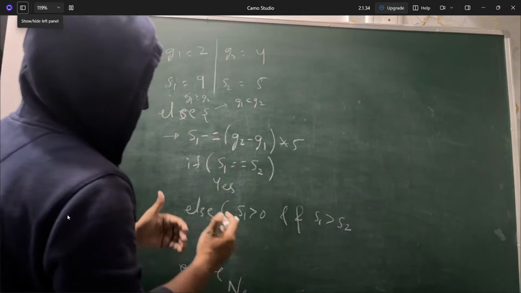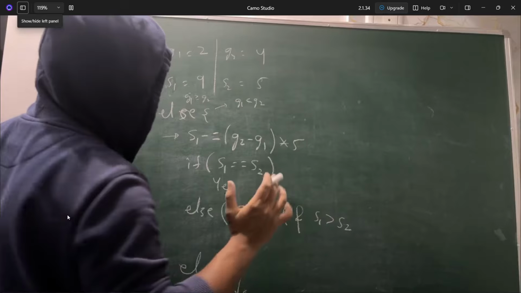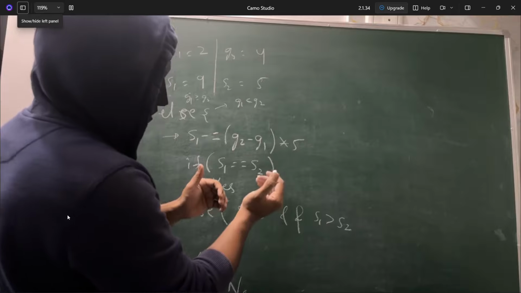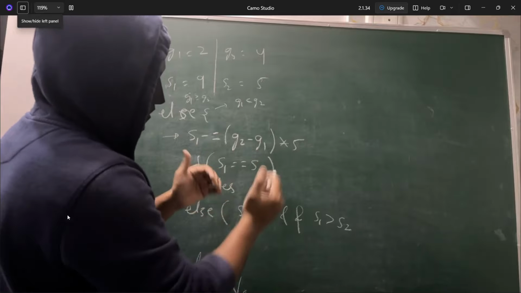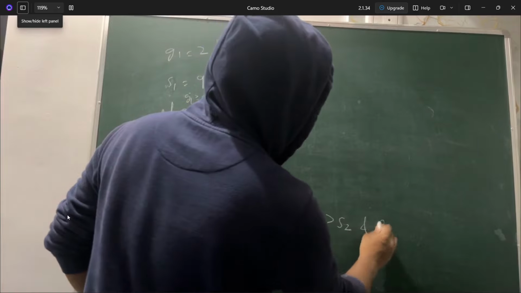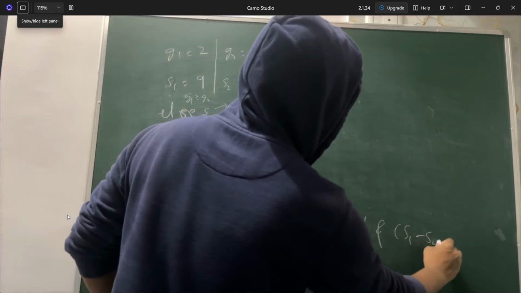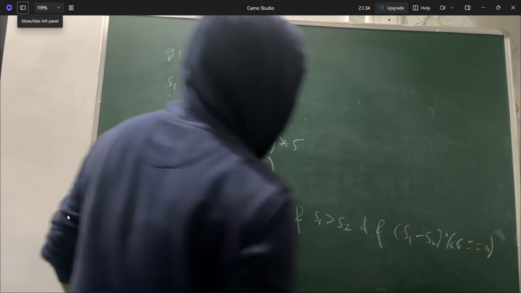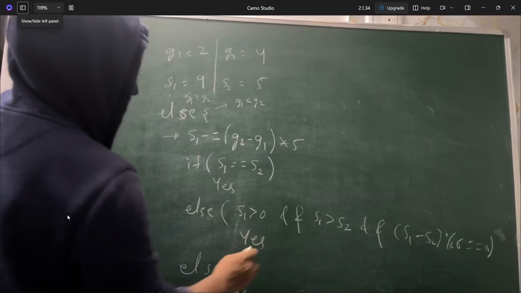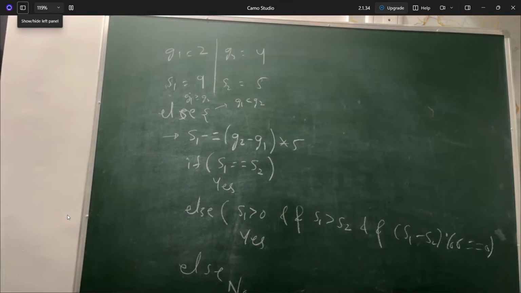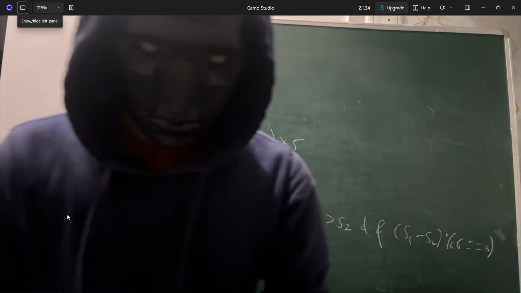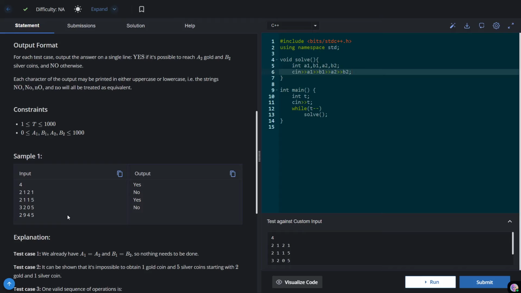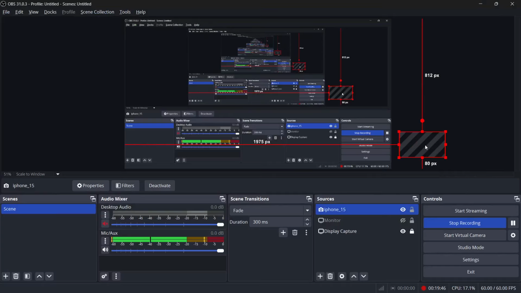But one more case is that silver coin should be greater than s2, right? So this is the case where we are checking whether we can discard gold coins and silver coins. For that again we'll be checking s1 minus s2 modulo 6 is equal to 0 or not. If it is equivalent to 0, we'll have to return yes. So I think you guys got to know how we solve this, and the technique behind solving this problem.